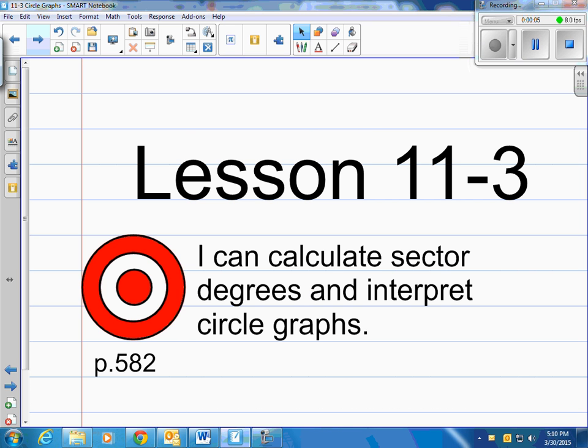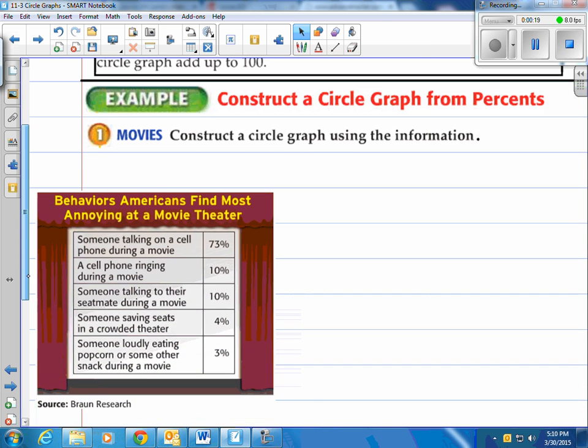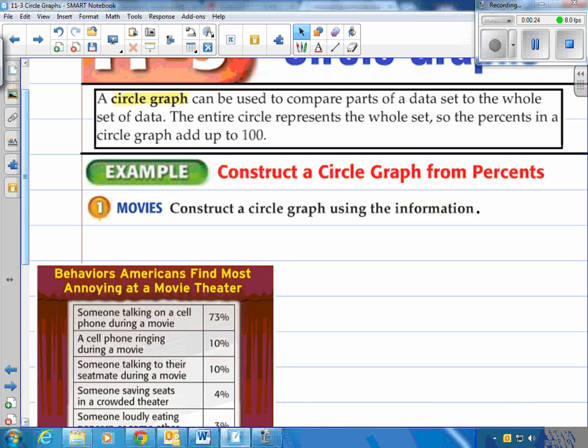This is lesson 11-3 in our books on page 582. The target today is I can calculate sector degrees and interpret circle graphs. We're actually going to create some circle graphs as well, but that won't be required on most of the problems that you do. All right, so first off, a circle graph can be used to compare parts of a data set to the whole set of data.